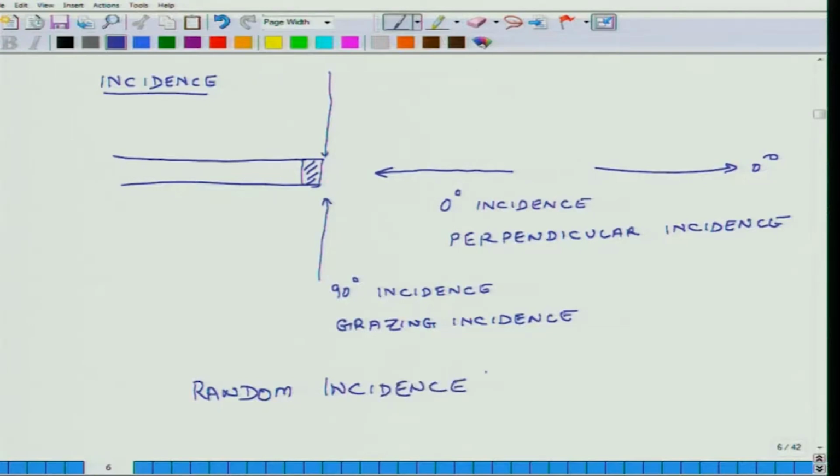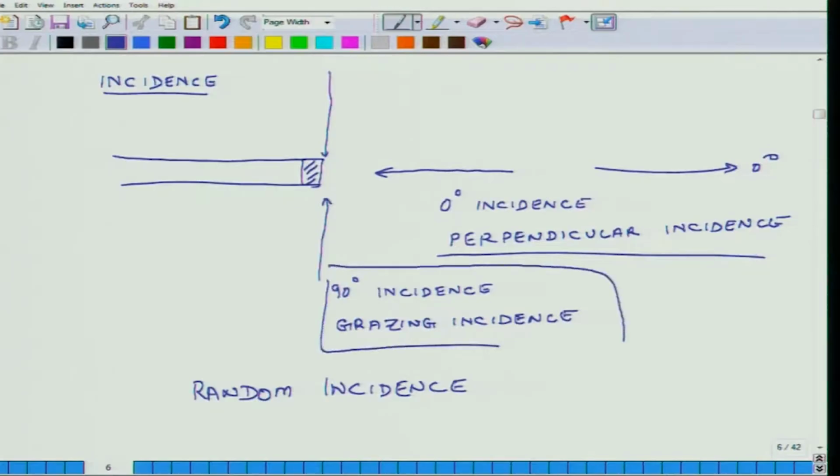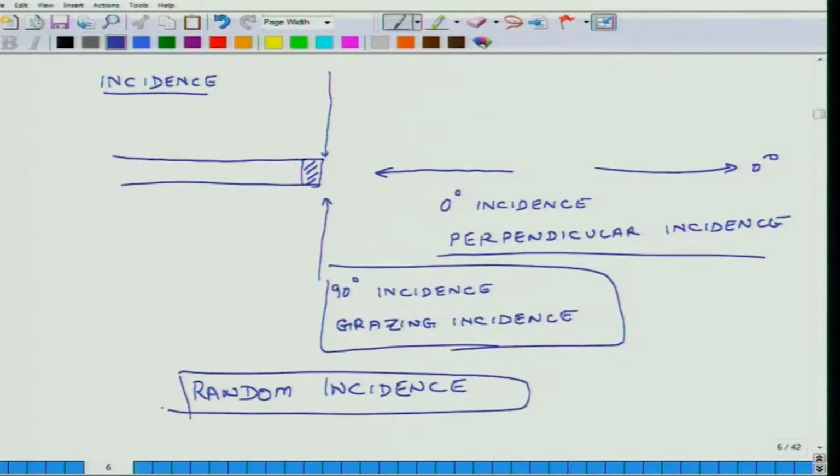That's called random incidence. So there are some mics which are very good for 0 degree incidence. There are some mics which are very good for 90 degrees incidence. There are some mics which are very good for random incidence. A lot of these omnidirectional microphones are good for random incidence applications.